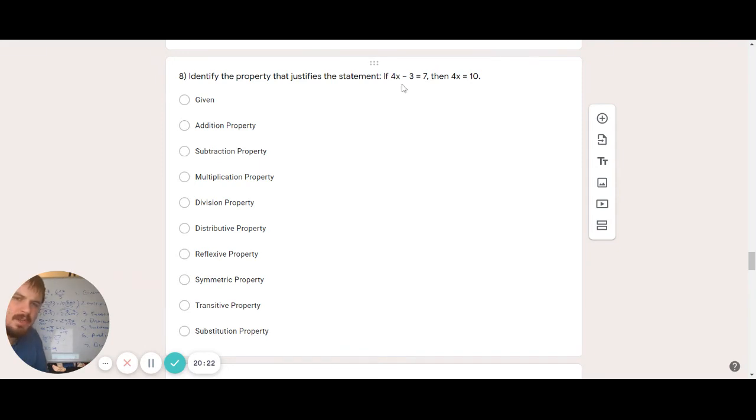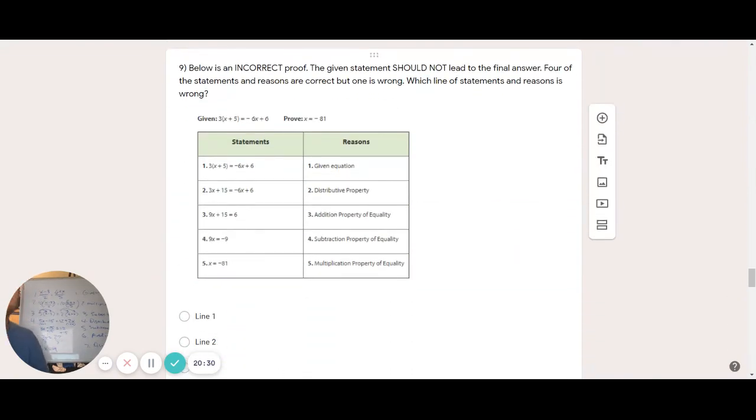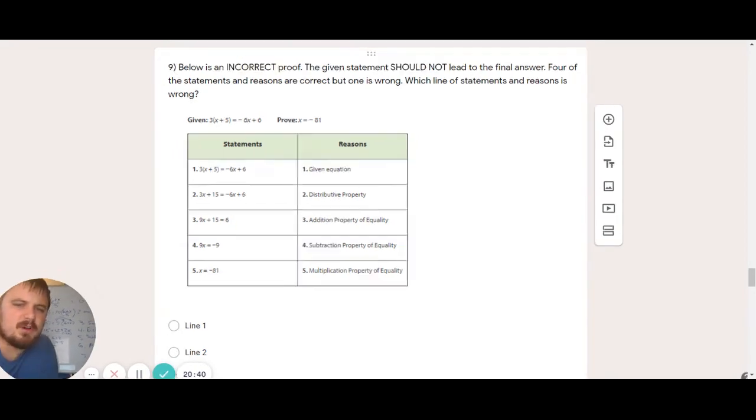Okay, look what they did. You did plus 3 to make it go away, and then 7 plus 3 makes it 10. So it's addition property. Okay, below is an incorrect proof. The given statement should not lead to the final answer. 4 of the statements and reasons are correct, but 1 is wrong. Which line of statements and reasons is wrong? So let's look at this and figure out where they went wrong.